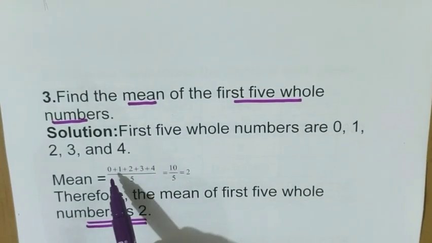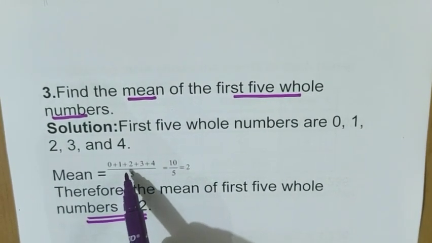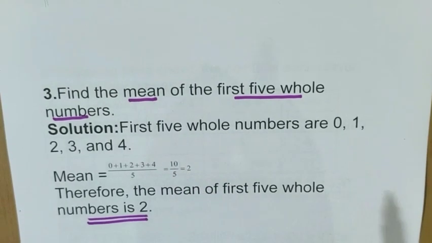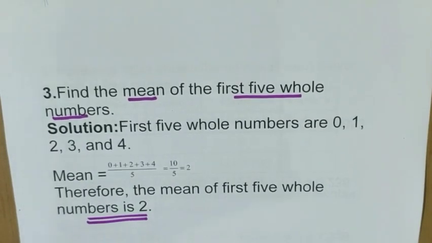Got it now? Sum of the observations by total number of the observations. Sum of the observations means 0 plus 1 plus 2 plus 3 plus 4 divided by 5, that is 10 by 5 equal to 2. So mean of the first 5 whole numbers is 2.